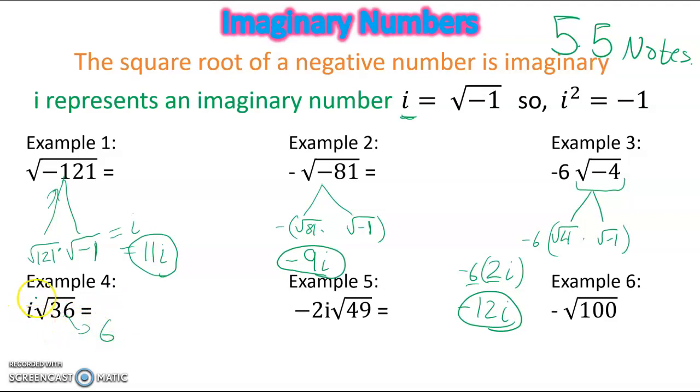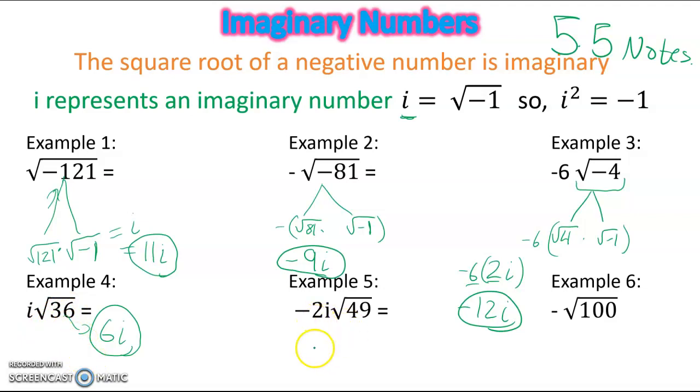Now, the only difference is we have this I out front. It's just going to be I times 6, which just turns into 6I, all right? Again, if we don't have the negative underneath, we don't have to split it up, or break it down at all.